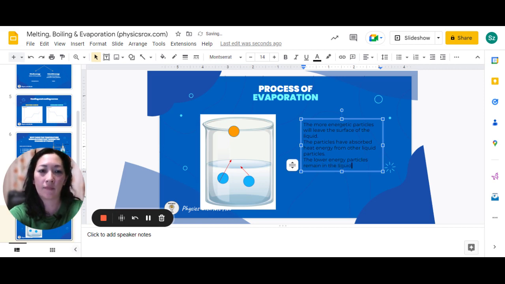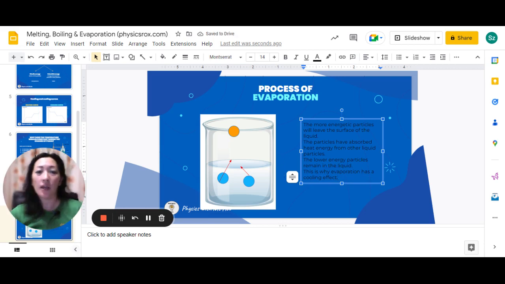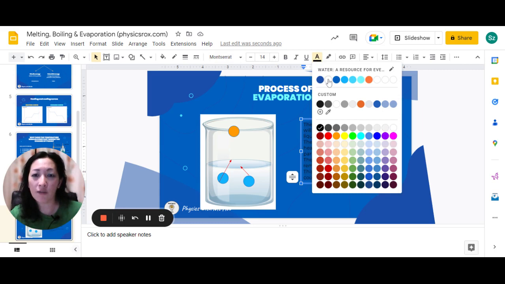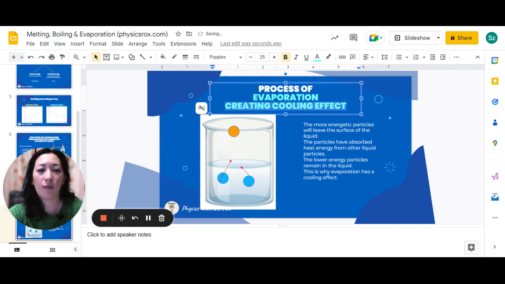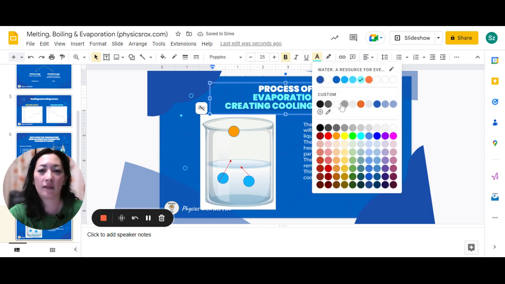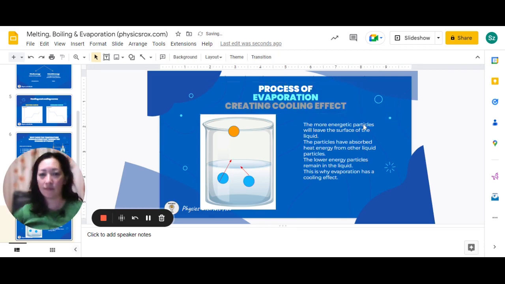So this is why evaporation has a cooling effect, because the lower energy particles remain in the liquid. So if you are asked to explain how the process of evaporation creates a cooling effect, I'm just going to change the color here so that hopefully it's easier to read. Let me add in the words here: process of evaporation creating a cooling effect.